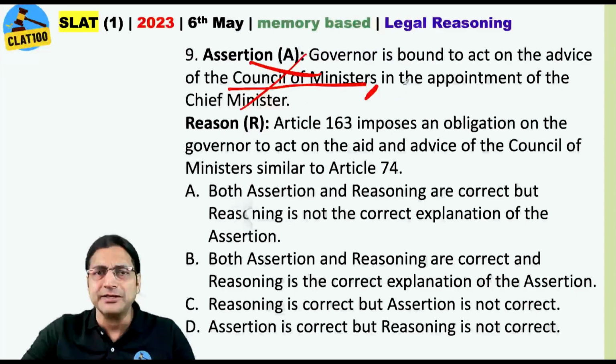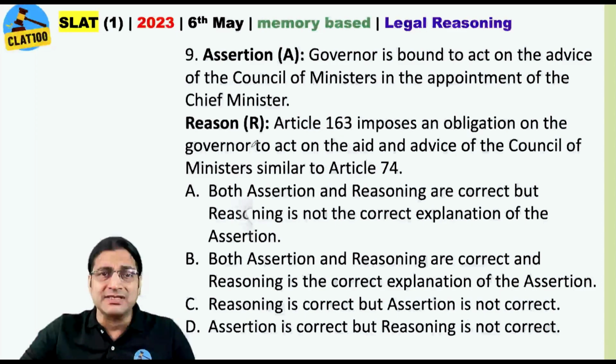Undoubtedly, did you pay attention to this? In the appointment of the chief minister, taking advice from the council of ministers. Alright, not possible. So this is certainly incorrect. Now, Article 163 imposes an obligation on the governor to act on the aid and advice of the council of ministers similar to Article 74. Article 74 in case of the union, right? 163 in case of the state executive, right?